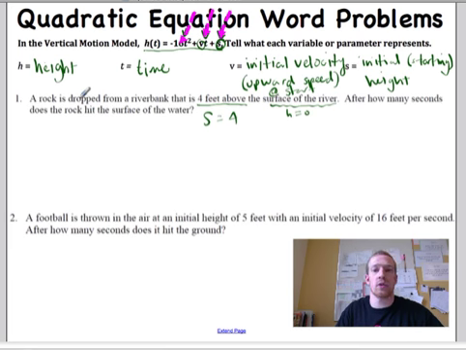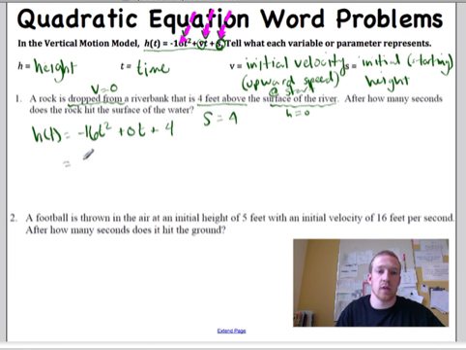Since it's dropped, there's no initial velocity. We didn't throw it up, we didn't throw it down, so v equals 0. If we plug that into our equation, we now have h of t equals negative 16 t squared, that'll always be there, plus 0 t, v times t, plus s, our initial height, which is 4. And that simplifies to just negative 16 t squared plus 4.